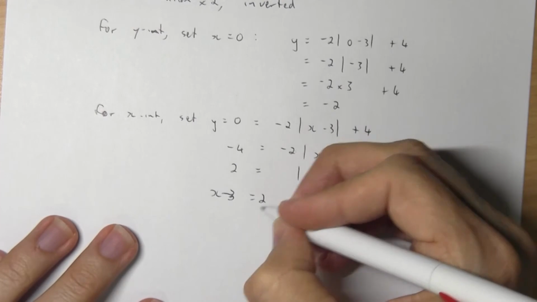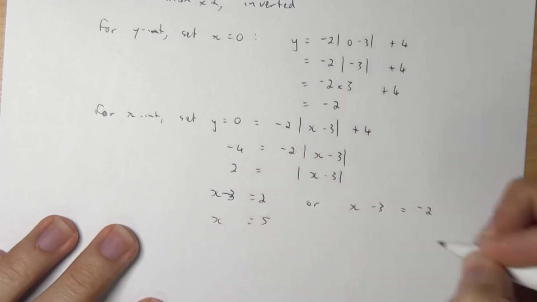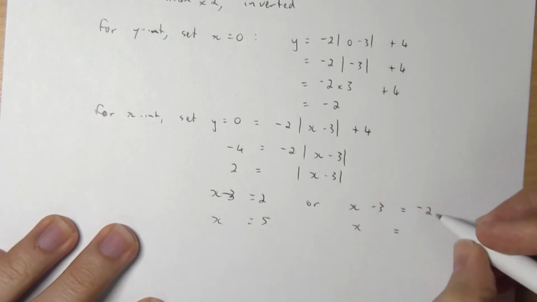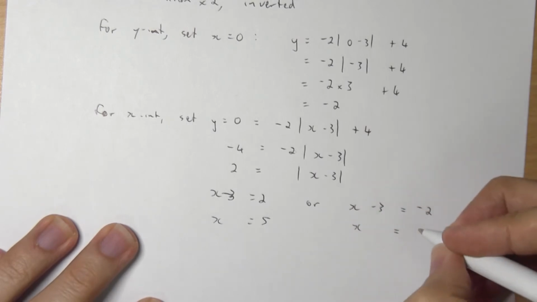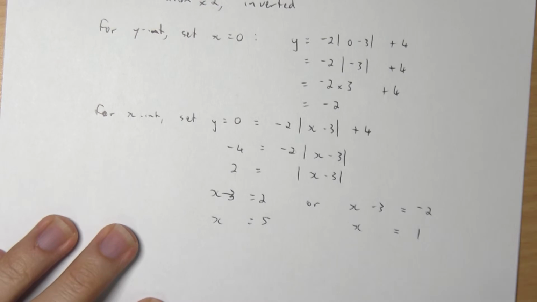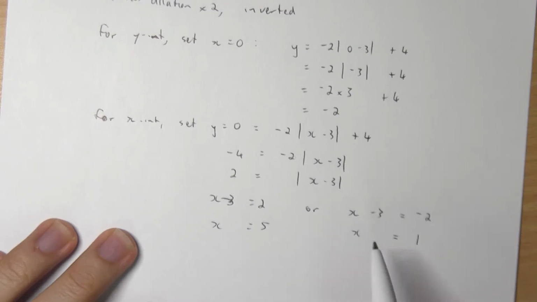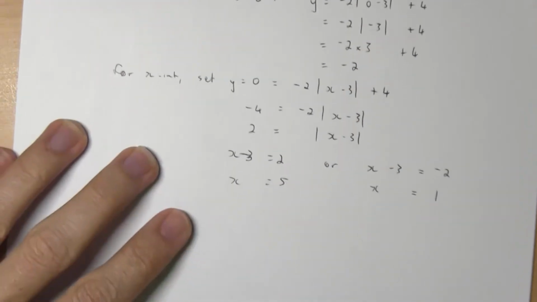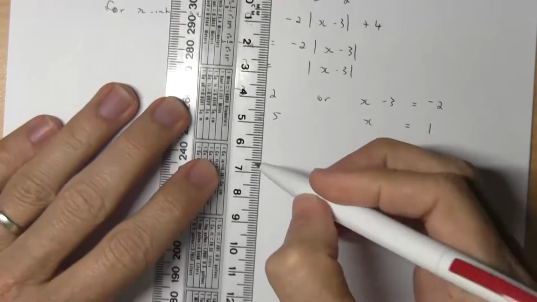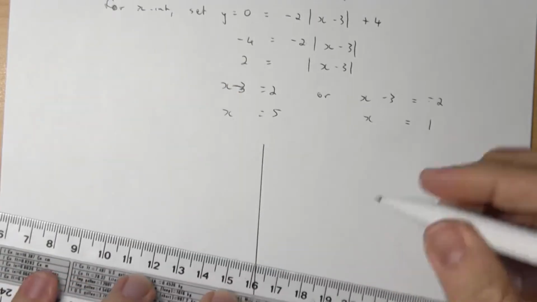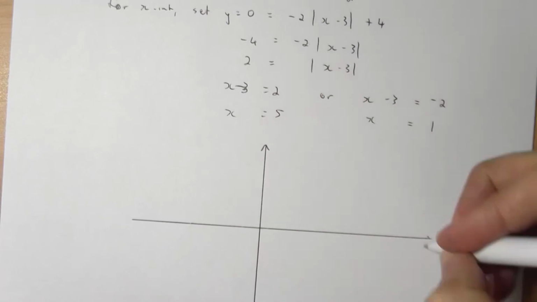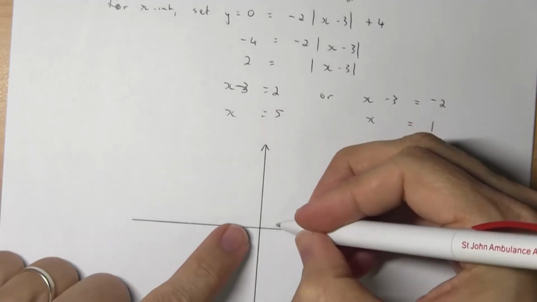Well, if x minus 3 is 2, then x must be 5. And if x minus 3 is -2, then x must be -2 plus 3, which is 1. So I have my x-intercepts, my y-intercept, and my vertex. Let me draw the graph. Now this one won't be perfectly accurate, but let's have a go.